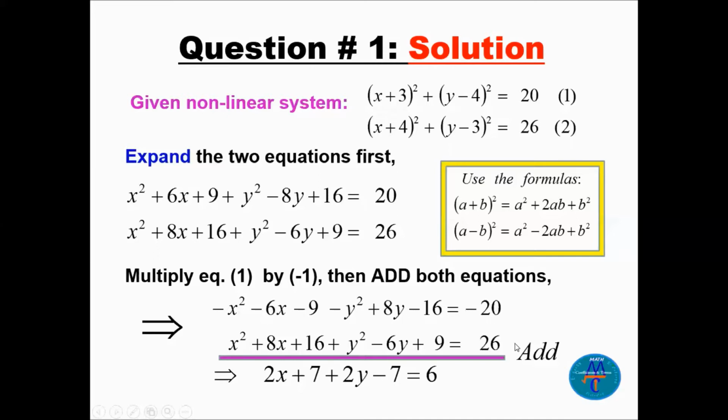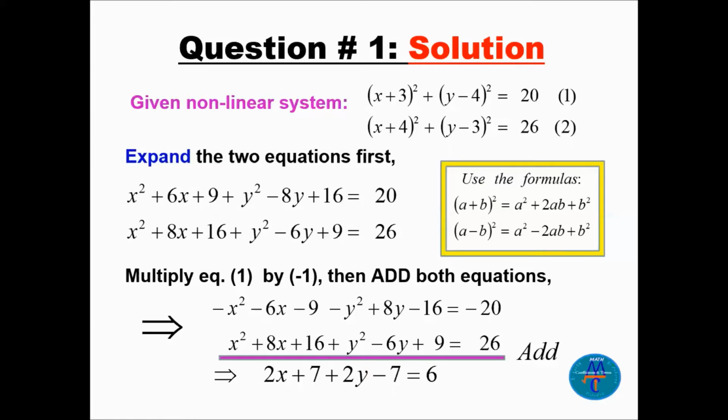Then I will add both equations. So you can see here, minus x^2 minus 6x minus 9 minus y^2 plus 8y minus 16 is equal to minus 20. When you add with equation 2, x^2 will be cancelled, y^2 will be cancelled. We get 2x + 7 + 2y - 7 = 6. Now, what can we do? What do you think we can do?